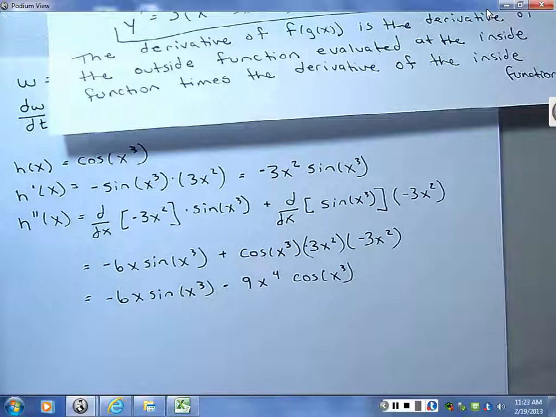This is cosine of x cubed, and then times 3x squared. Where does this 3x squared come from? It's the derivative of the inside. A lot of people forget to take the derivative of the inside when they do problems like this. If this was sine of x squared, it would be cosine of x squared times 2x. You have to take the derivative of the inside.